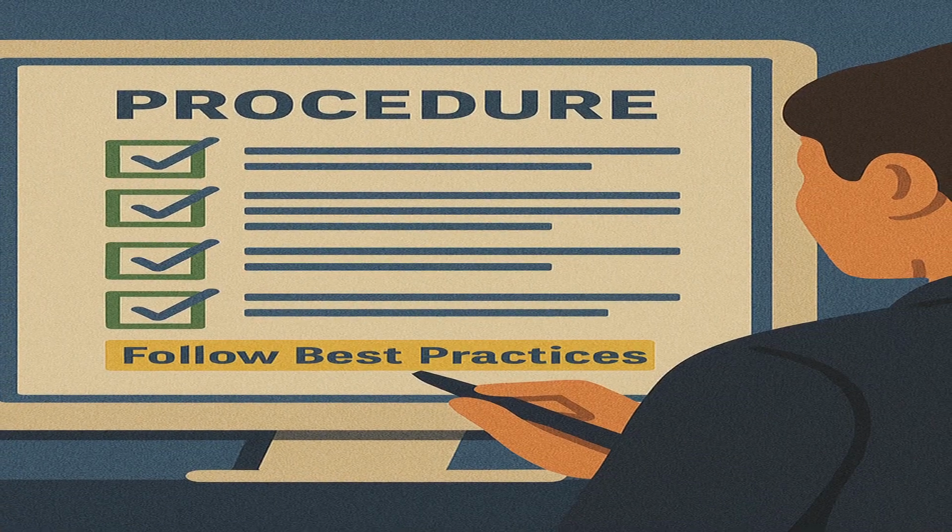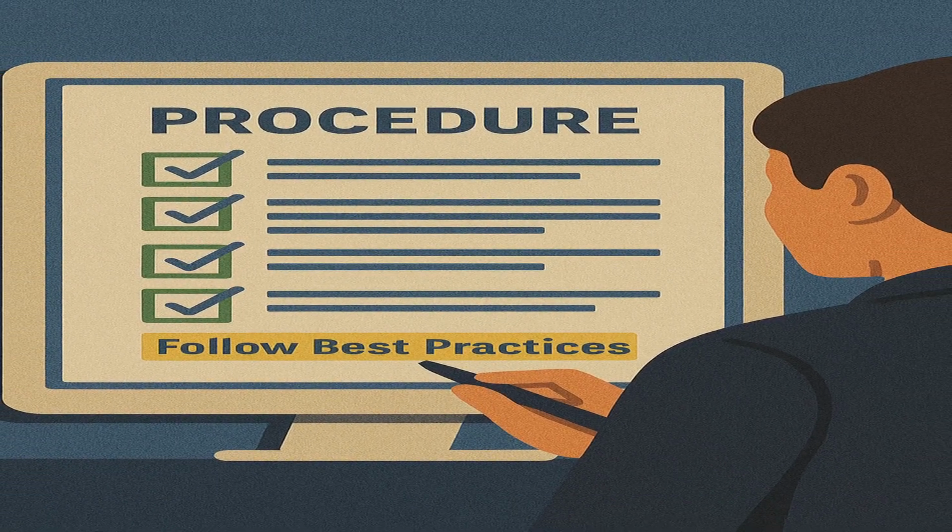A procedure breaks that policy down into step-by-step actions. It's the how, a detailed set of instructions someone would follow to comply with a policy. For instance, if the policy is about protecting data, the procedure might explain how to encrypt files, label documents, or use secure file transfer tools.